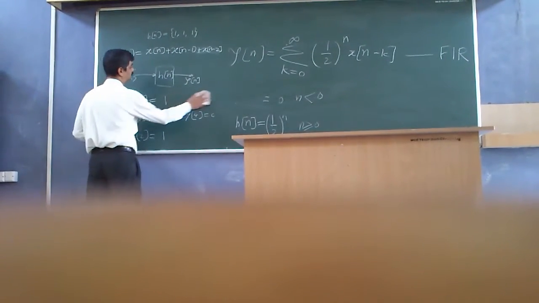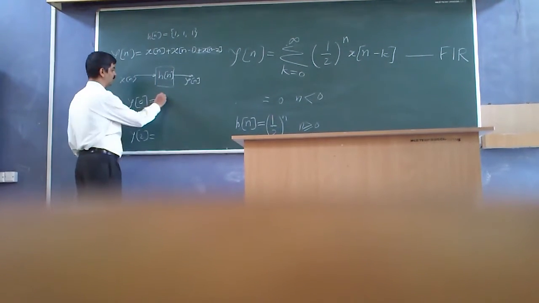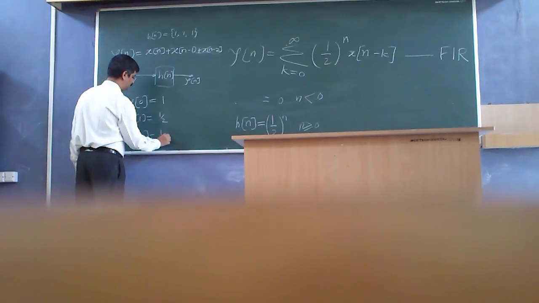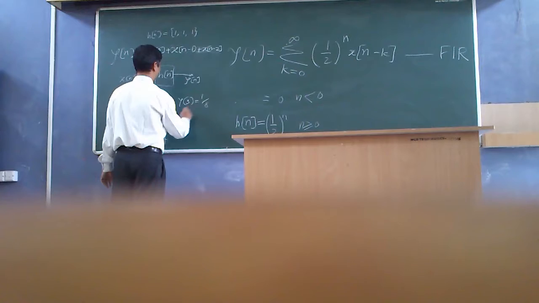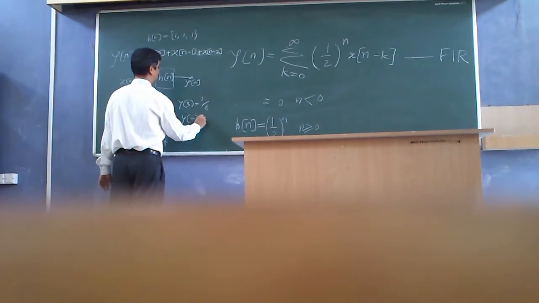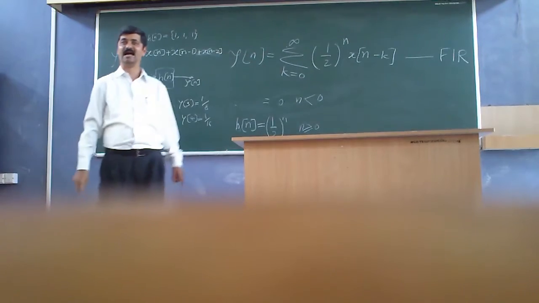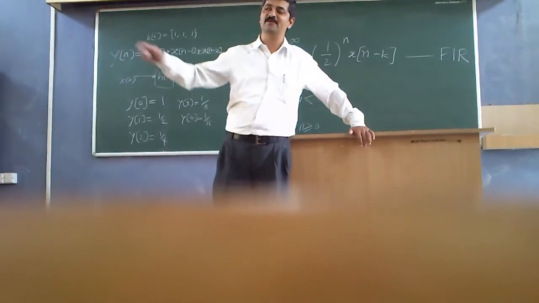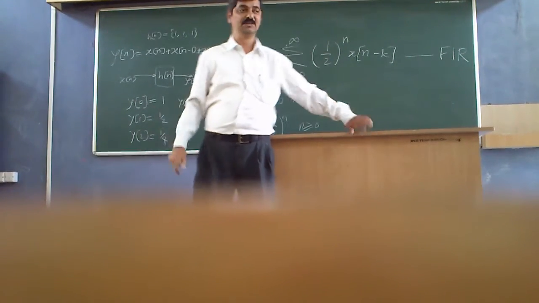What is y0? Y0 would be 1. Y1 is half. Y2 is 1/4. Y3 is 1/8. Y4 is 1/16. And thus we find that output will continue to be generated even if the input has come and gone. Right?